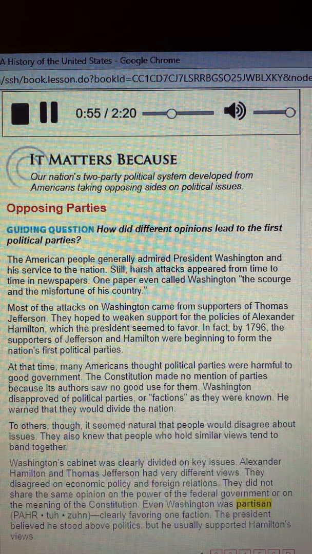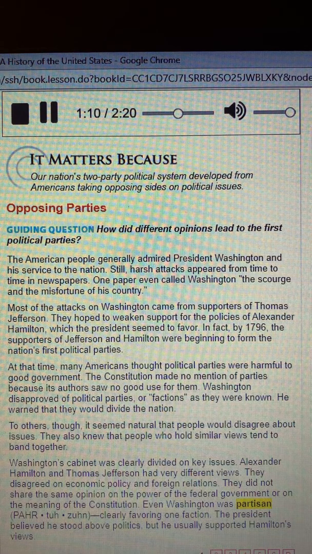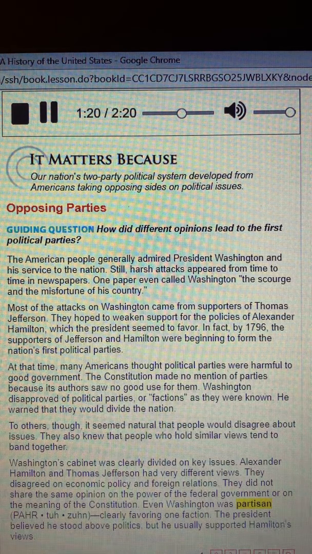At that time, many Americans thought political parties were harmful to good government. The Constitution made no mention of parties because its authors saw no good use for them. Washington disapproved of political parties, or factions, as they were known. He warned that they would divide the nation. To others, though, it seemed natural that people would disagree about issues. They also knew that people who hold similar views tend to band together.